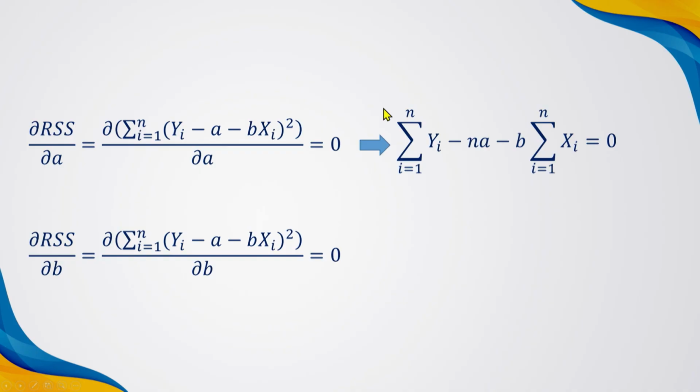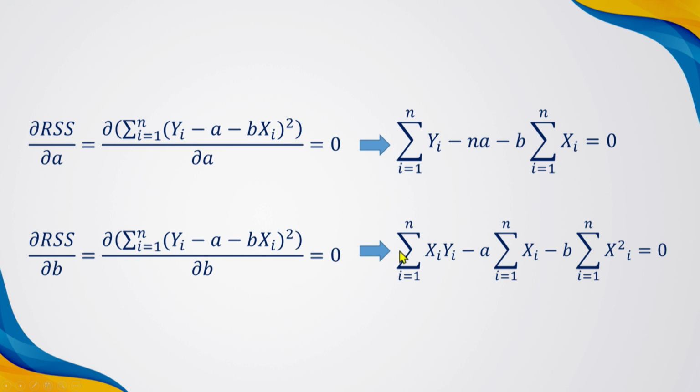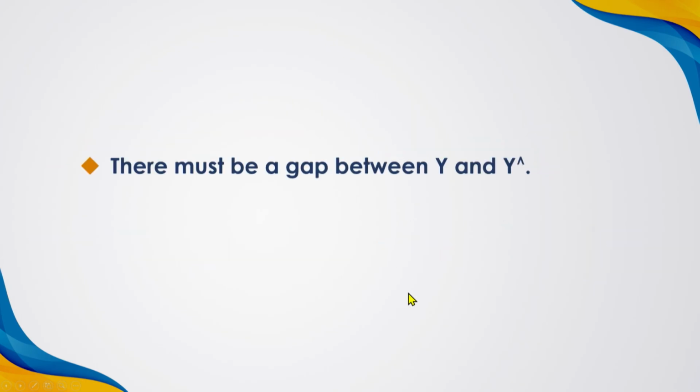Similarly, we go for the second partial differential equation with respect to the second parameter b, dou RSS by dou b, as you can see over here. Now dou of summation (yi minus a minus b xi) whole square by dou b is equivalent to 0. By partially differentiating this equation with respect to b, you can obtain the second normal equation as summation xi into yi minus a into summation xi minus b into summation xi square equivalent to 0, which will be your second normal equation. So there must be a gap between y and y cap, that is, y is your observed frequency and y cap is your expected frequency.